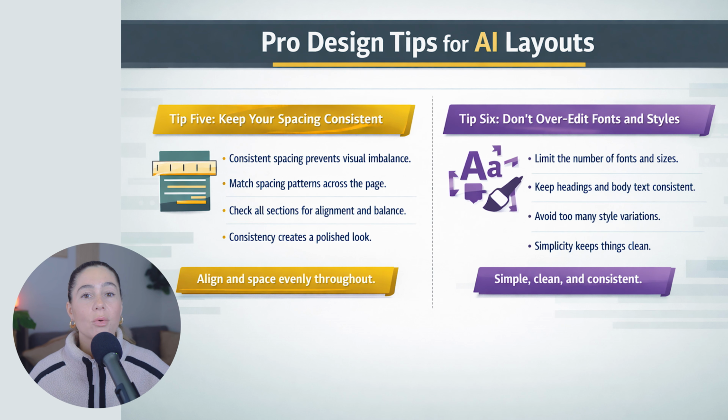Tip number 6, don't over edit fonts and styles. It's so easy to get caught up in changing fonts, sizes, and styles everywhere. But the more variation you add, the more chaotic your design is going to start to feel. Stick to a simple system. Keep your headings consistent, keep your body text consistent, and avoid constantly changing styles across sections. This keeps your design clean and easier to manage.